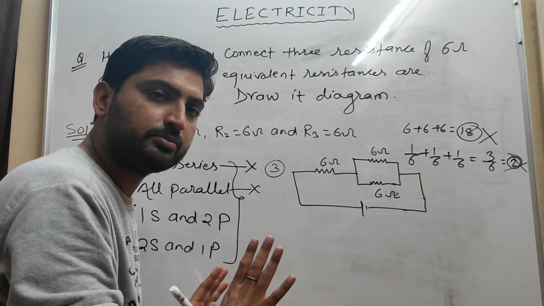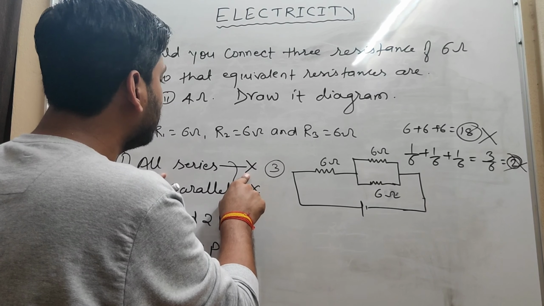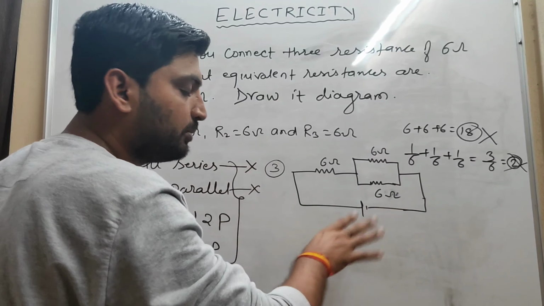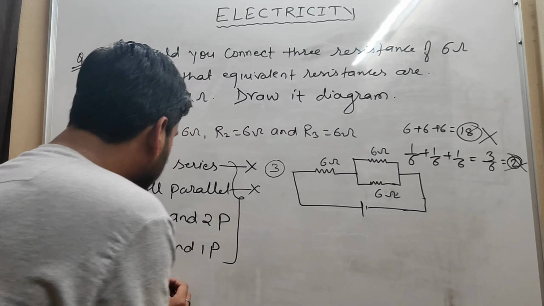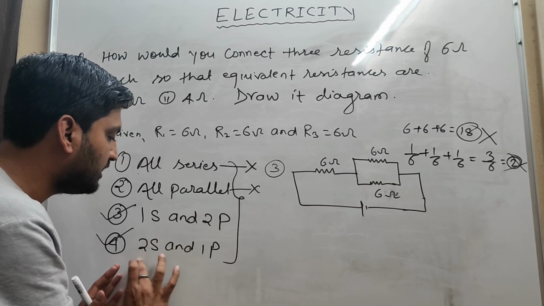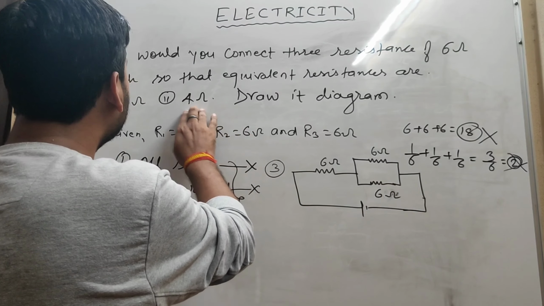The other 2 options are not correct for this question, because as we connect them in series we will get 18, as we connect them in parallel we are getting 2. These two options are not valid. Only the last two options, third and fourth, are valid. Third one is one series, two parallel, and fourth is two series, one parallel. So surely we are going to get either 4 or 9.